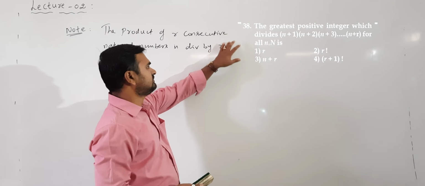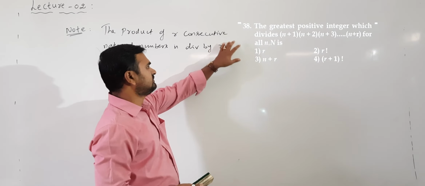If I take the product of 4 natural numbers, 1 into 2 into 3 into 4, we are taking the product of r consecutive terms. So we are taking 4 terms here. These 4 terms, the product is always divisible by r factorial. How many terms are we taking? 4 terms. So it will be divisible by 4 factorial. What is the product here? 24. 4 factorial is 24. So 24 is divisible by 24. This is correct. Not only starting from 1, we can take the product of any consecutive natural numbers.